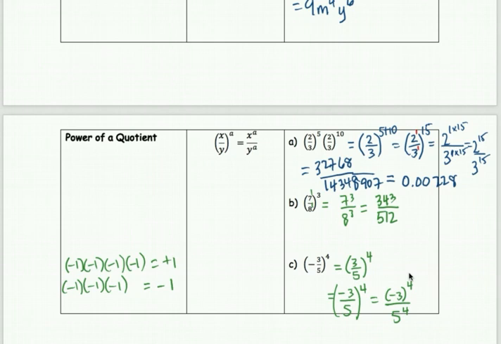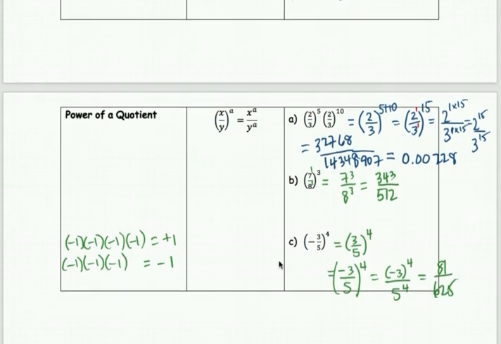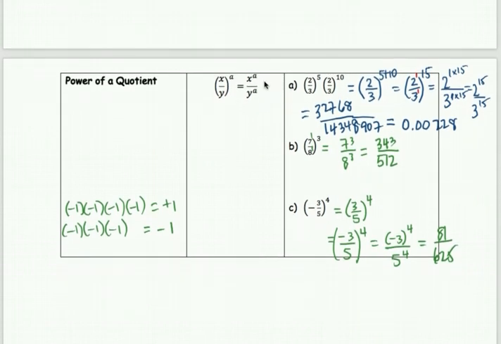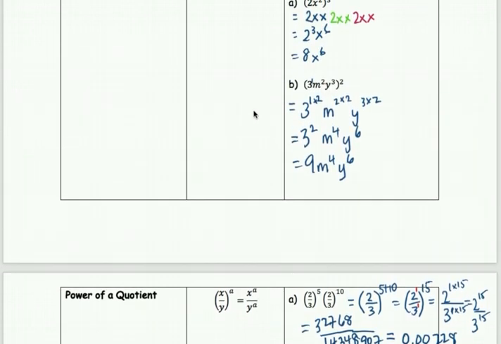All right, so negative 3 to the 4 is 81, and then 5 to the 4 is 625. Okay, and I believe that won't reduce. No, okay. All right, so that is the power of the quotient. The main thing is you want to be able to simplify by multiplying that exponent in and so forth, okay? All right, so that ends our review of what you should have picked up last year.